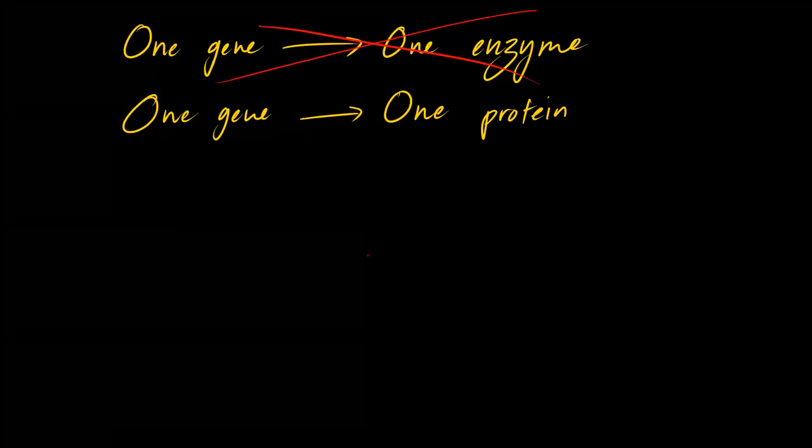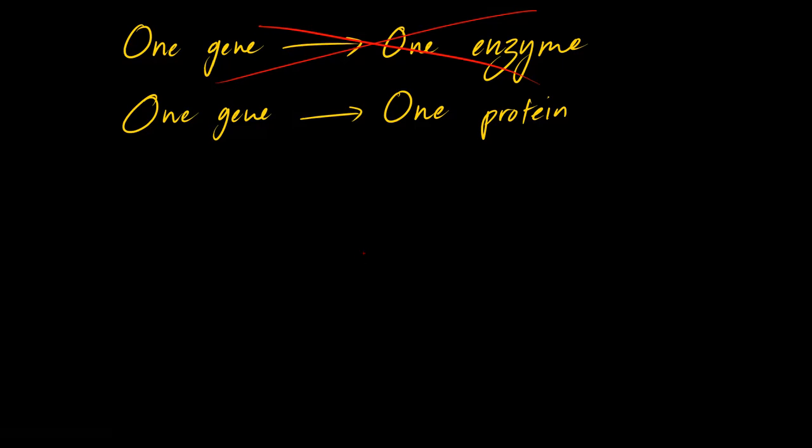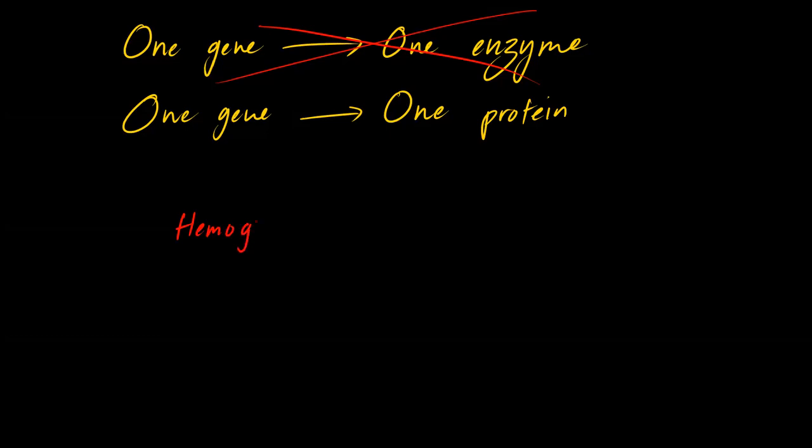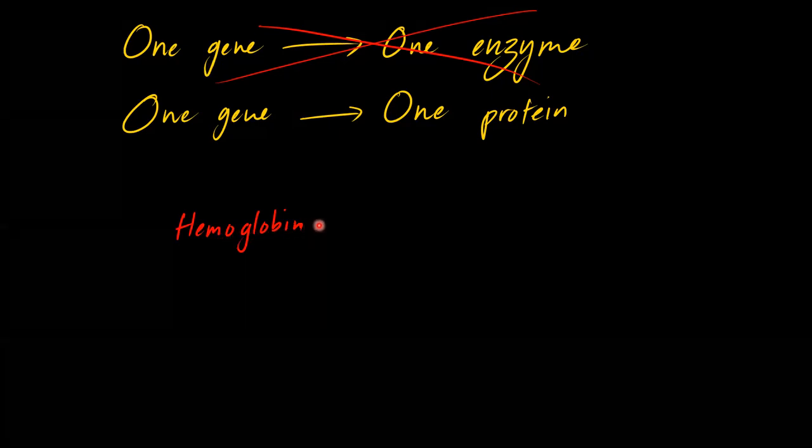Later on, scientists discovered that some proteins consist of more than one polypeptide. So remember, you learned about the protein hemoglobin in the Biology 101 course. Okay? So what's the function of this protein, hemoglobin? Do you know? What's the function of the protein called hemoglobin?